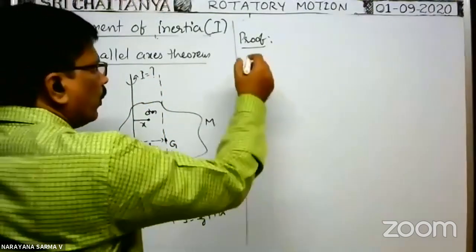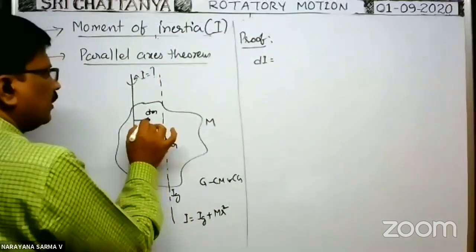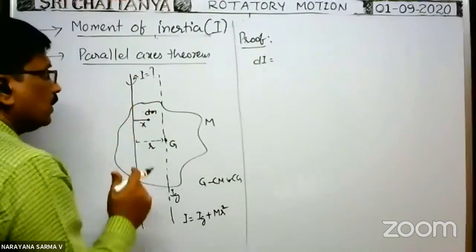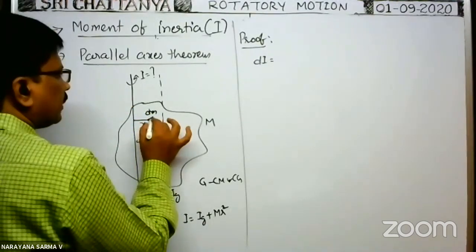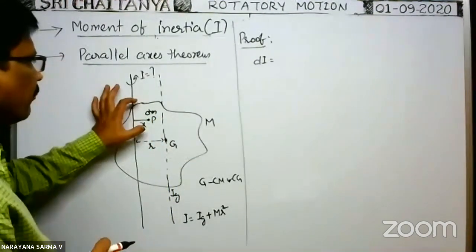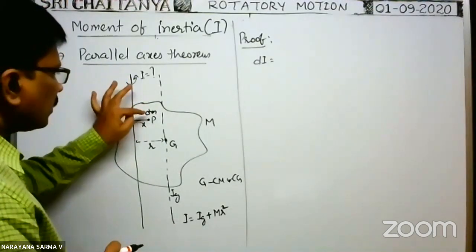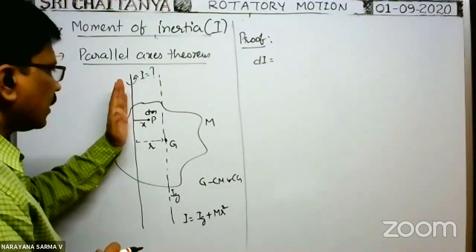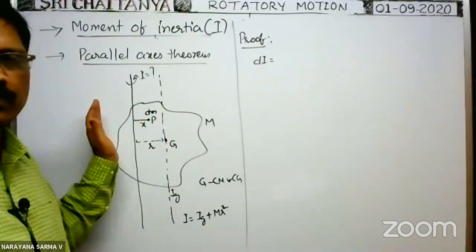Then the moment of inertia of this particle, considered about the given axis, where the particle at P whose mass is dm, is equal to, how can we write? The moment of inertia of this particle about this axis.